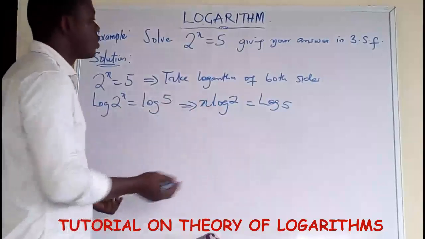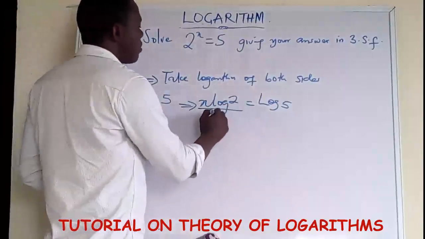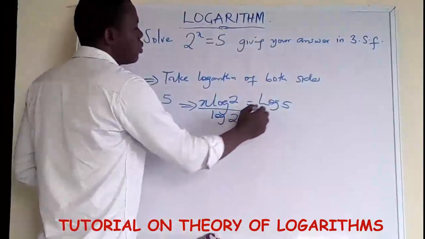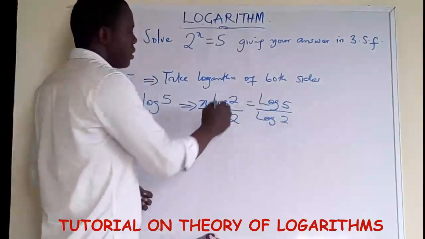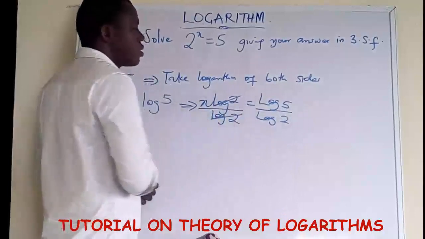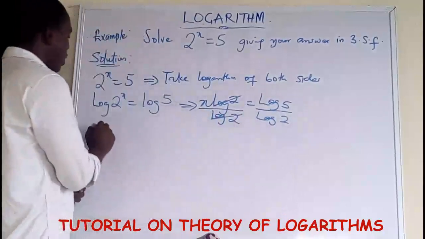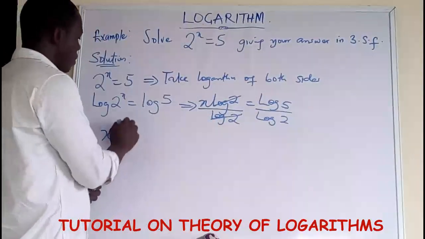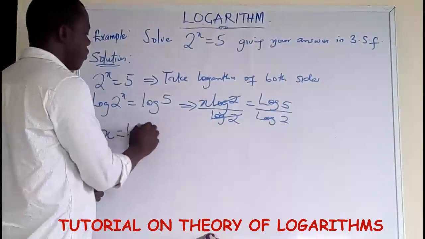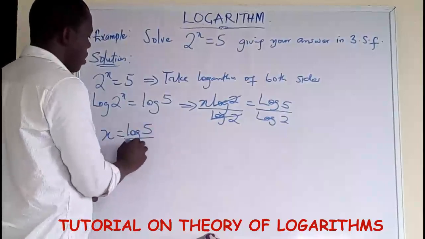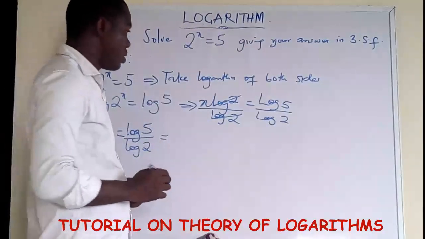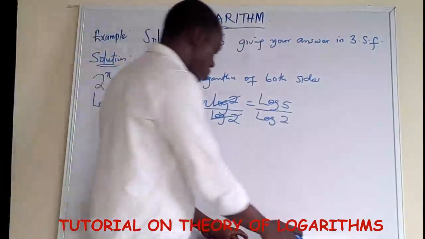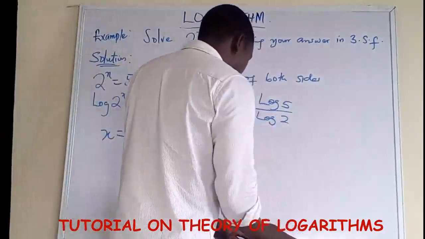Now, we can divide both sides by log 2, so that this one and this one cut each other. So we have x equals log 5 over log 2. And what can we do to this? Log of 5. Let us use our calculator to check that.